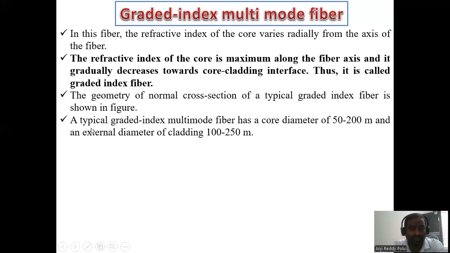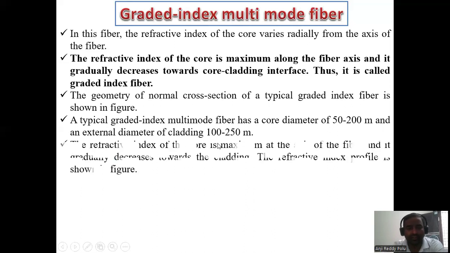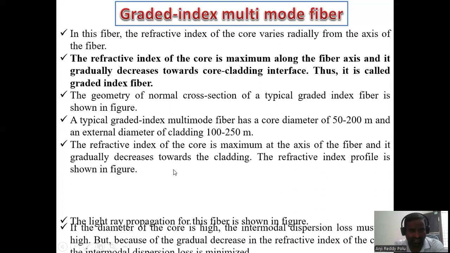A typical graded index multimode fiber has a core diameter just like multimode step index fiber, because in graded index we have only multimodes. Single mode is not available in this graded index fiber. A typical graded index multimode fiber has a core diameter of 50 to 200 micrometers and an external cladding diameter of 100 to 250. The refractive index of the core is maximum at the axis of the fiber, and it gradually decreases towards the core cladding interface. The refractive index profile is shown in the next diagram.